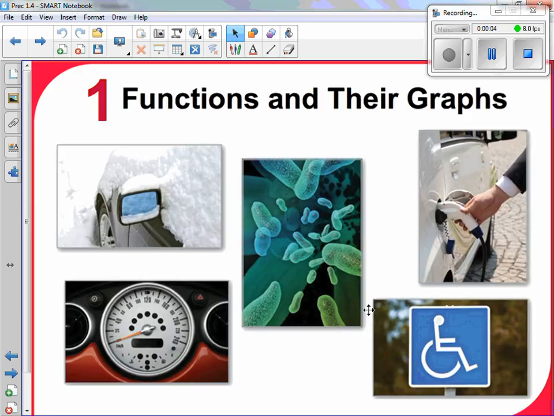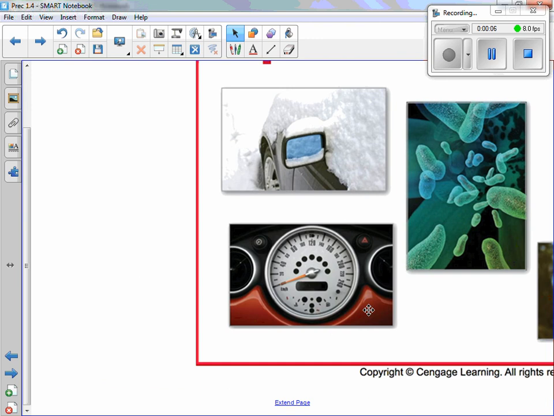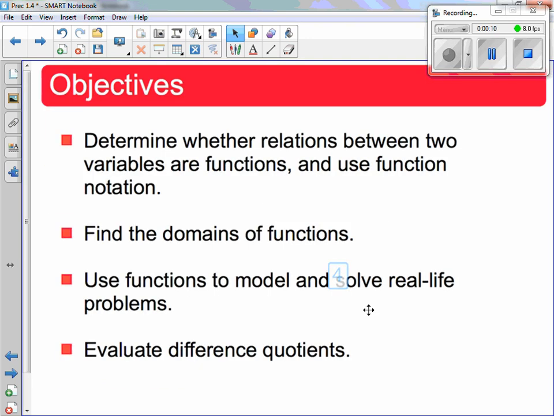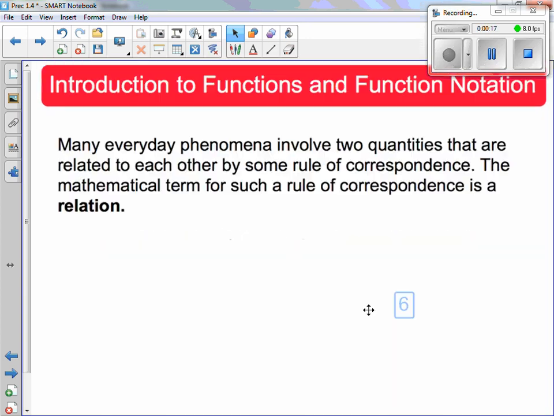1.4. So we're still talking about functions and their graphs. Functions: determine whether a relationship is a function, find domains of functions, find models, real life, evaluate. So many everyday phenomena involve two quantities that are related by some rule, kind of a function.